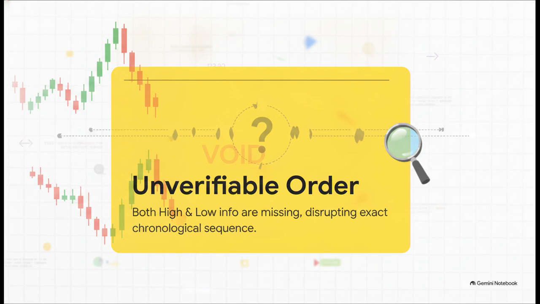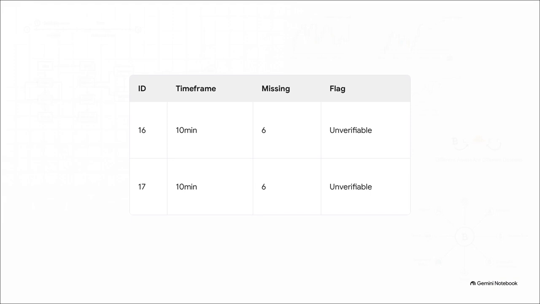Well, that assumption is an unverifiable order. You literally cannot prove the sequence of price action during that void, which means your backtest result for that specific trade is entirely fictional. We can actually see this condition explicitly triggered for gap IDs 16 and 17. Both of these occurred in September 2024. Both have 6 missing data points, and both are flagged with both high and low info missing.